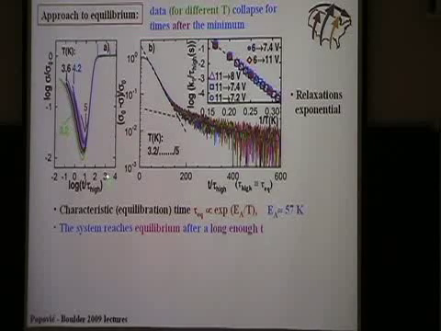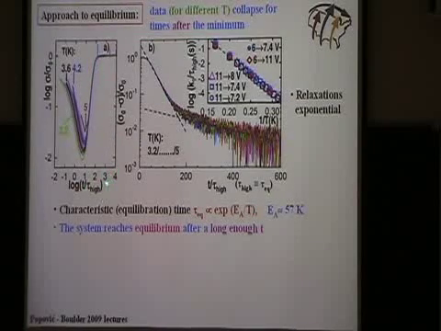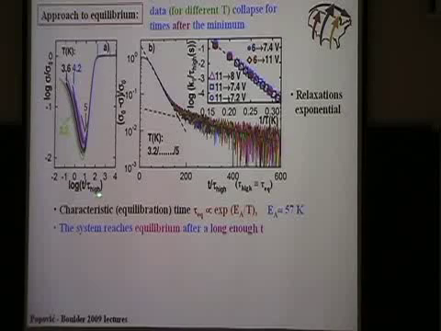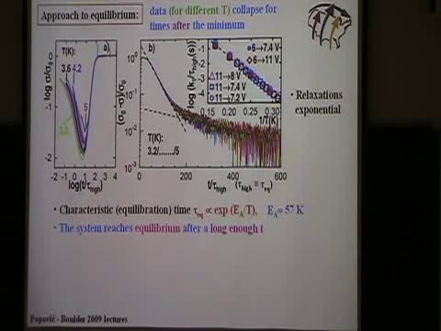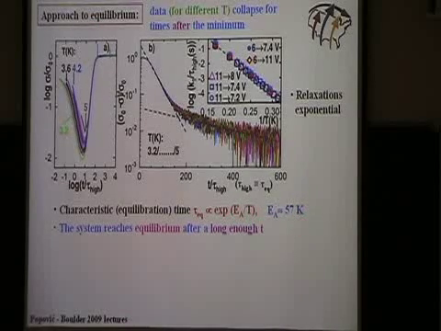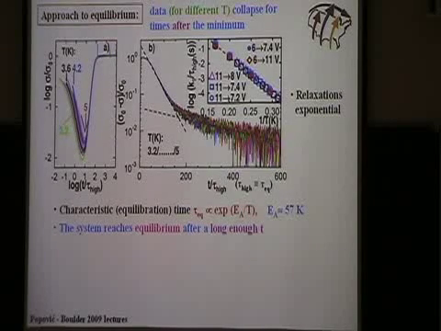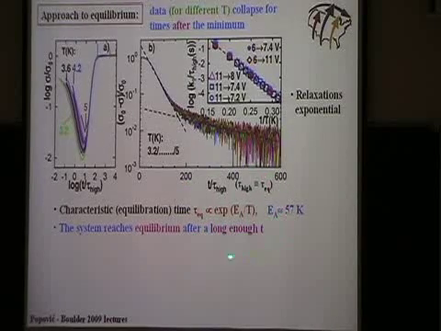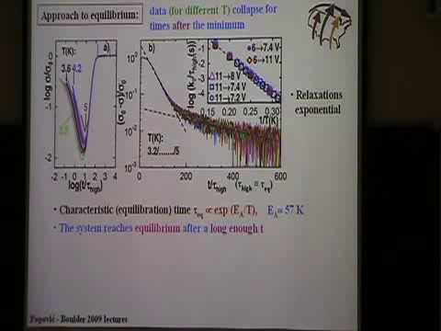So from that, for each temperature you determine this value of tau. You find the temperature dependence of this equilibration time, and you find that the equilibration time is simply activated, with some activation energy of 57 Kelvin that we do not know where it comes from. But anyway, what this means is that because this is an exponential relaxation, after a long enough time the system will eventually reach equilibrium.